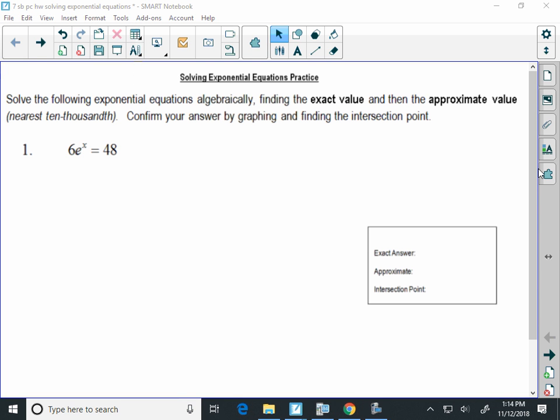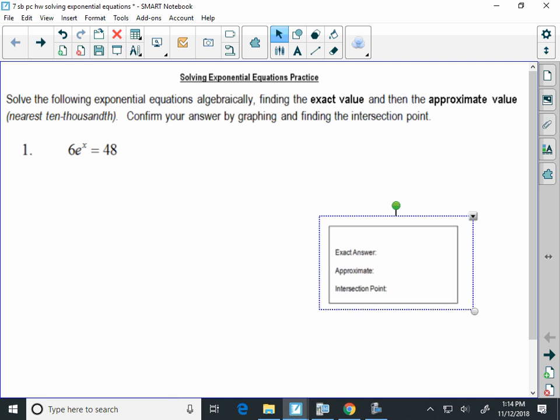Solving exponential equations practice. We're going to solve the following exponential equations algebraically, finding the exact value and then the approximate value to the nearest 10,000. Confirm your answer by graphing and finding the intersection point. I'm not going to spend my time on confirming the answer by graphing and finding the intersection point, but I will do the rest of this.